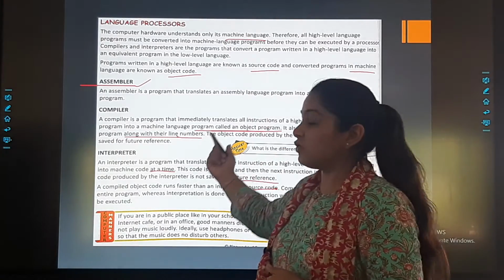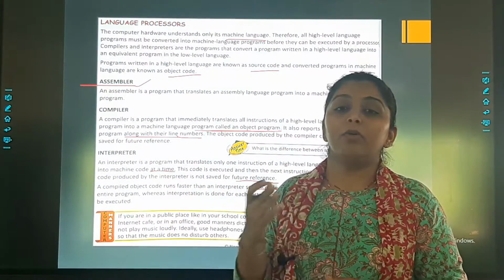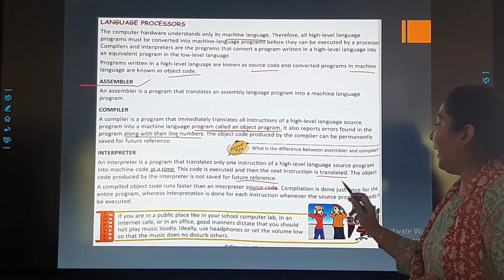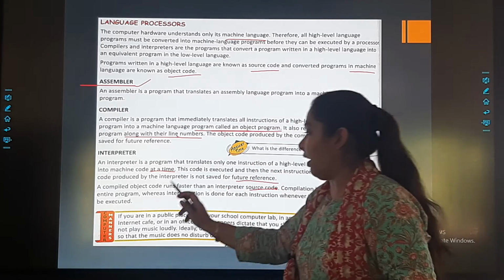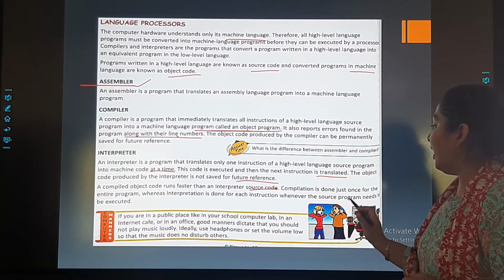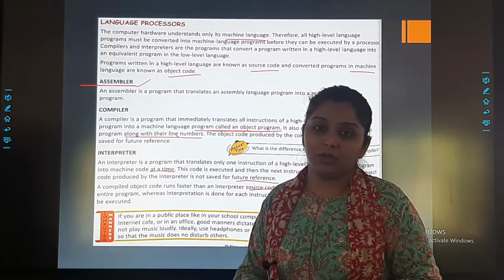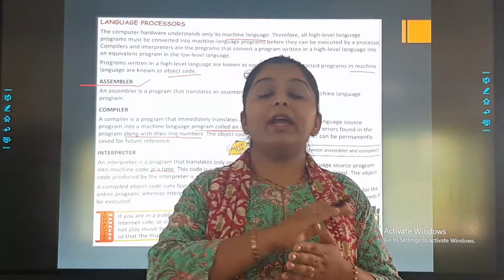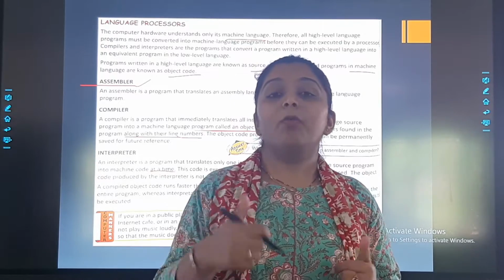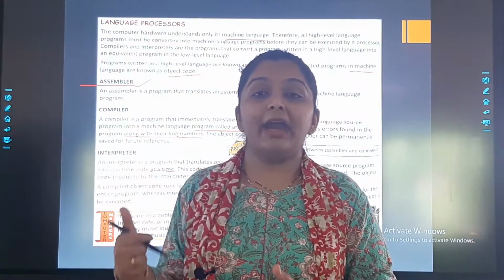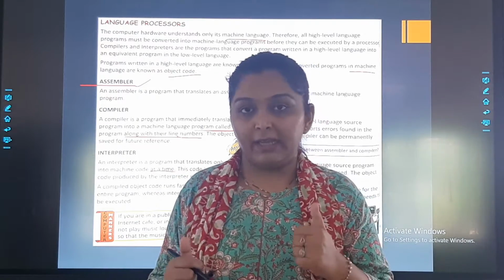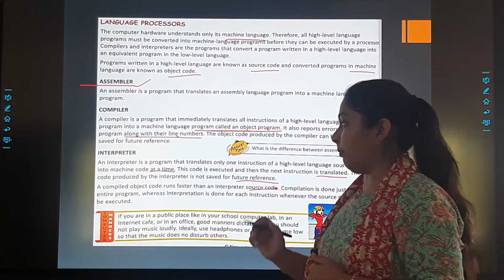That means the object code we get from the compiler runs faster as compared to this. Compilation is done just once for the entire program, whereas interpretation is done for each instruction whenever the source program needs to be executed. A compiler is used for the entire program, but an interpreter is used only for one instruction at a time. Is it clear to you all, dear children? Understood? Yes? Now next are some computer manners.